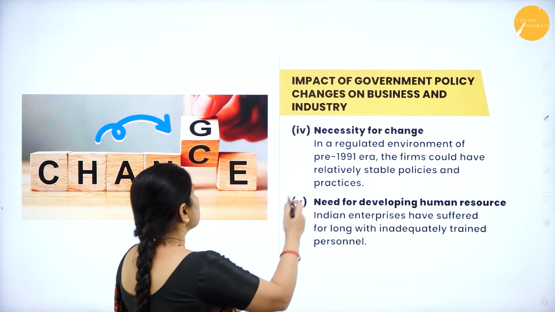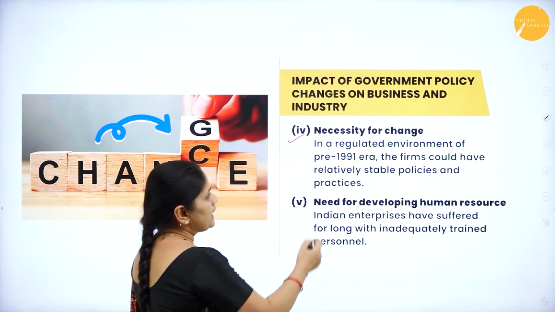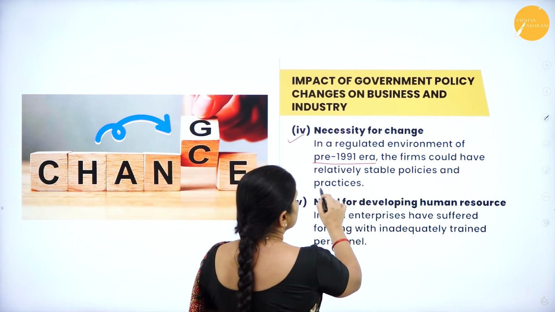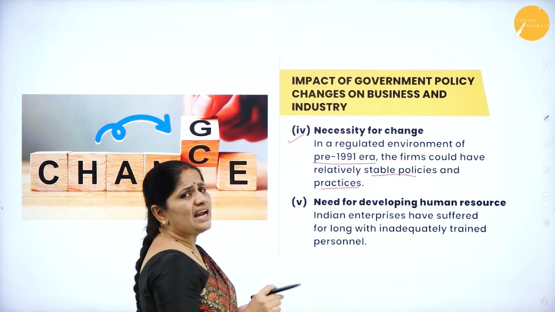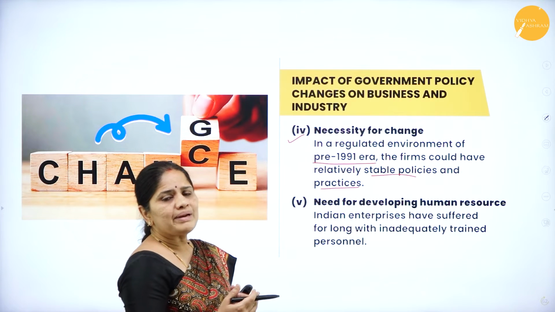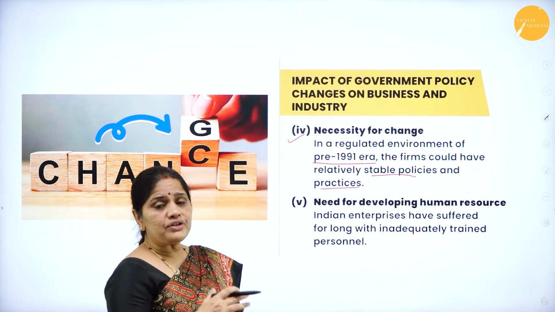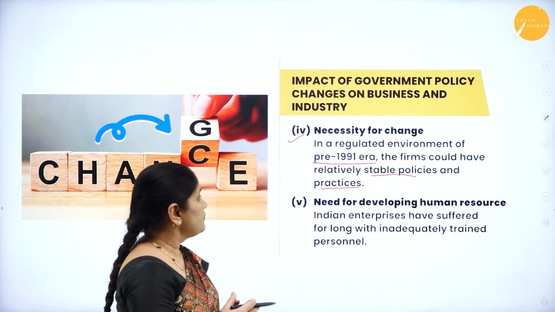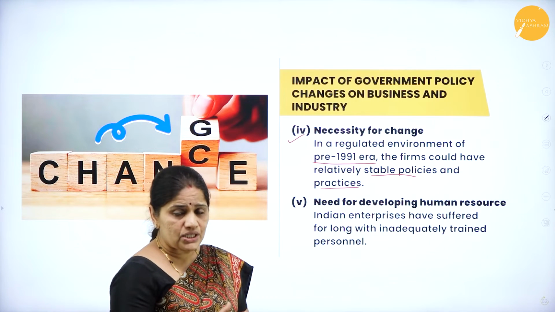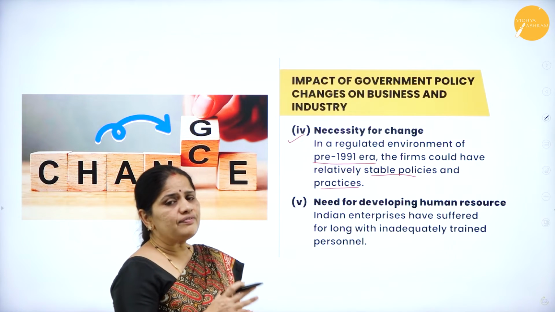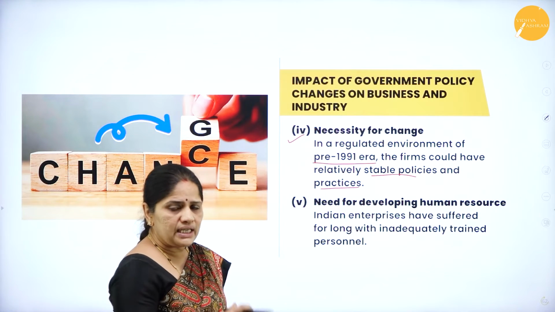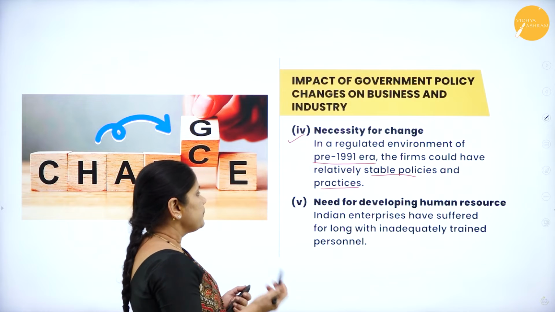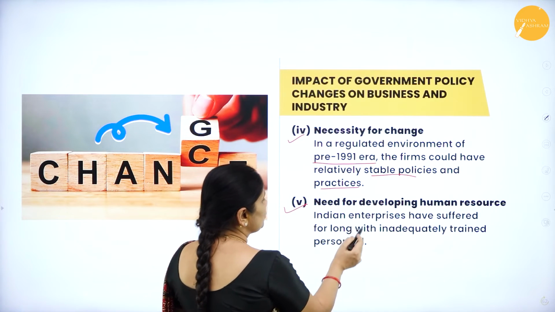Then the fourth one is necessity for change. In the regulated environment of the pre-1991 era, the firms could have relatively stable policies and practices. Before 1991, they had a protective government which was protecting all their activities. But after 1991, since they had to face stiff competition from global players, all the business firms engaged in business in India found it necessary to change their business practices and also their business activities.